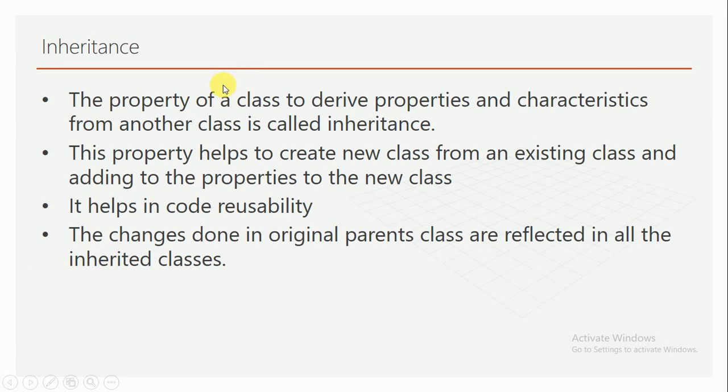It is the property of a class to derive properties and characteristics from another class. It's called inheritance. So you derive properties from another class. A class is just a group of related objects. So let's say there is a class of mobile phones. All mobile phones inherit properties from this mobile class, because all of them will include some features such as calling, texting, and watching movies.